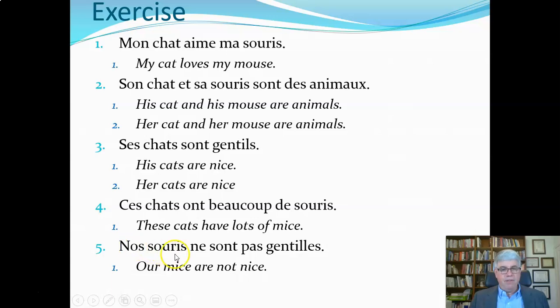Now here we have nos souris ne sont pas gentils. So nos souris, that's the our, that's plural. Mice is feminine, but nos can be either masculine or feminine. Ne sont pas are not nice. Our mice are not nice.